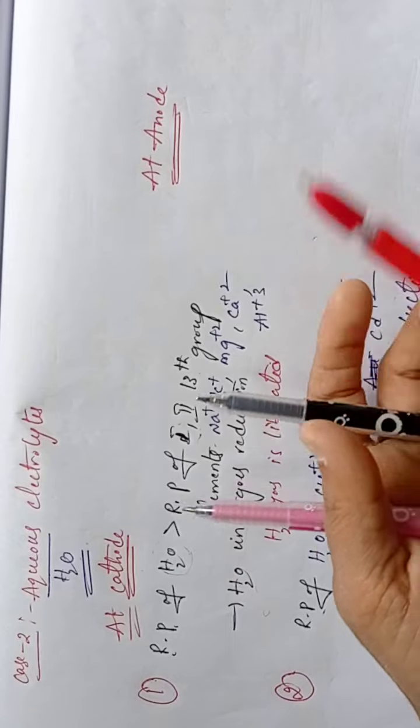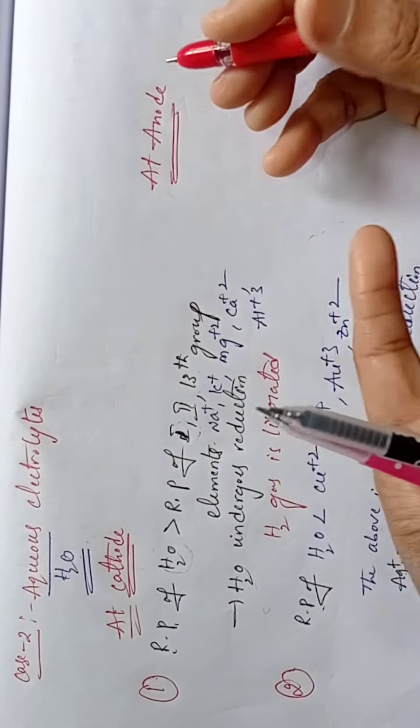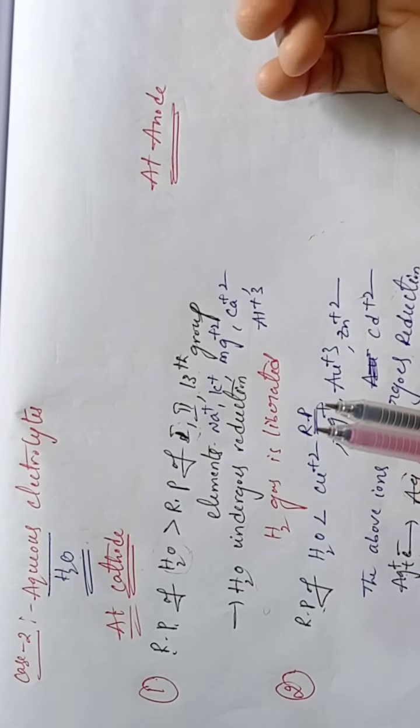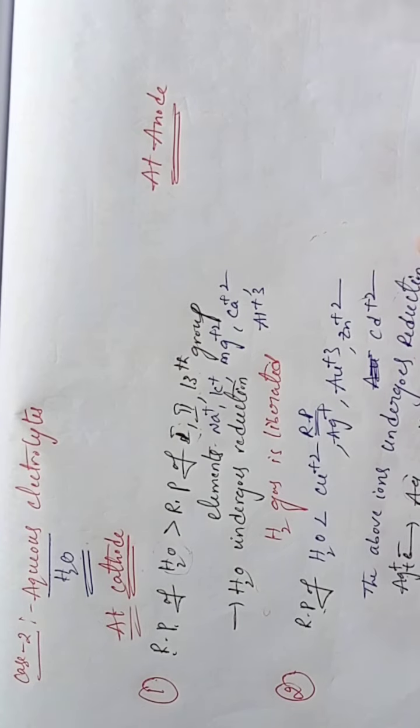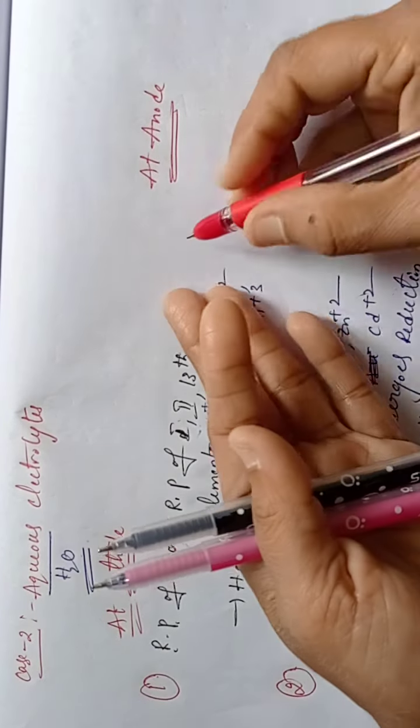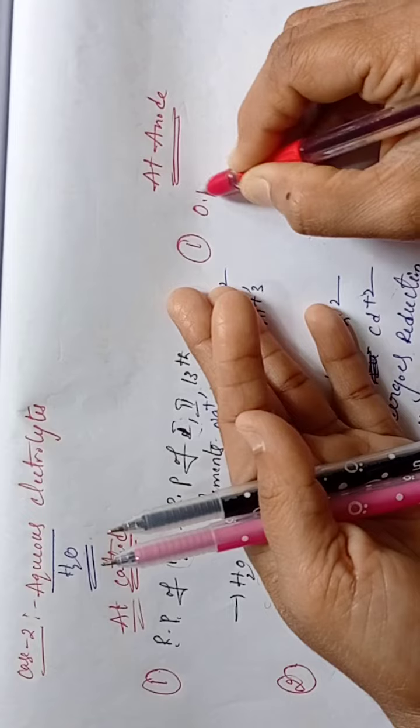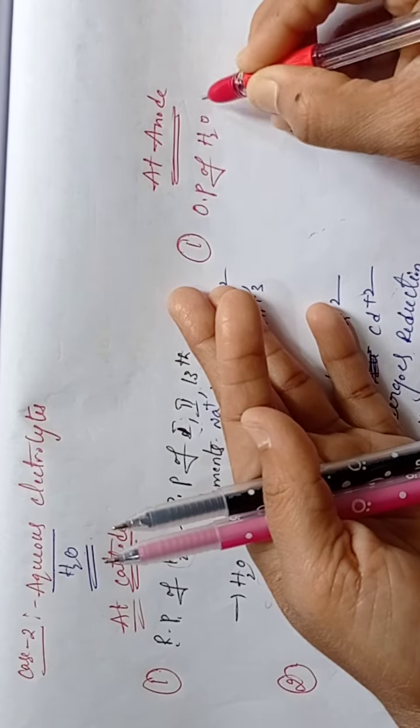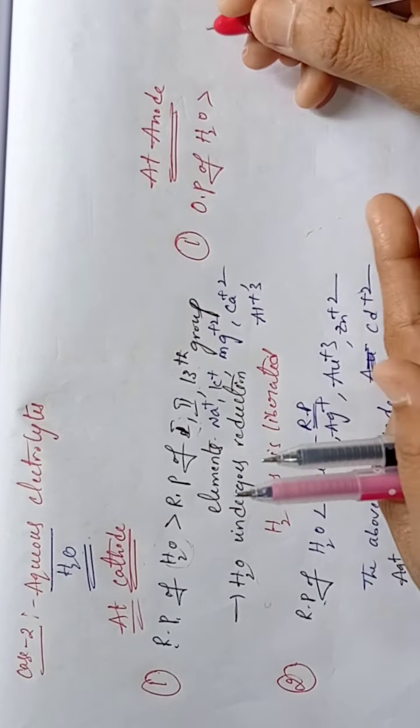Now I am taking the anode. See, students, at the anode we know that an oxidation reaction is taking place. That means we have to take the oxidation potential. So the first point: the oxidation potential of water is greater than which ions, students?